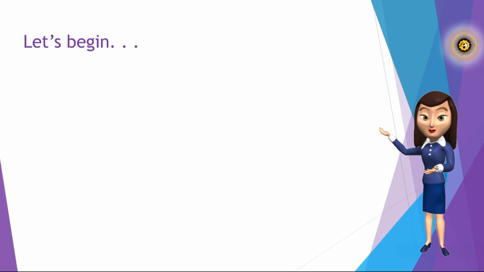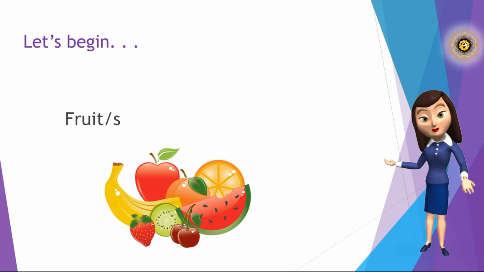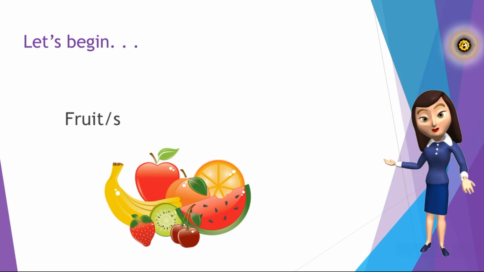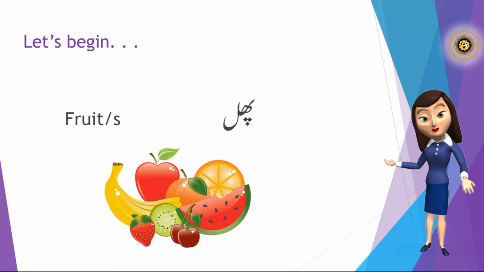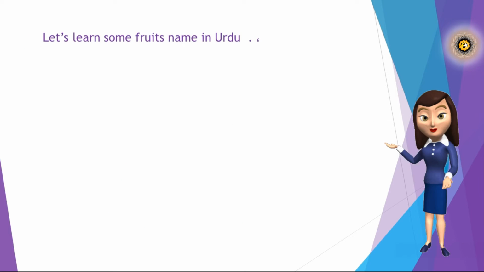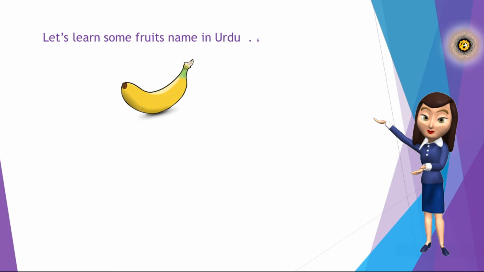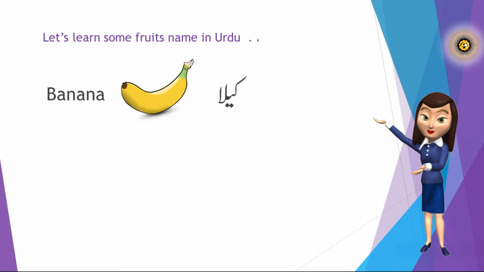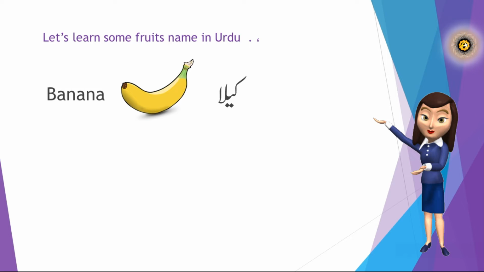Now let's begin. Let's learn to say fruit or fruits in Urdu. In English we say fruit and in Urdu it is phal. Phal. Fruit, phal. Now let's learn some fruits names in Urdu. Banana. In English we say banana and in Urdu it is kela. Kela. Banana, kela.